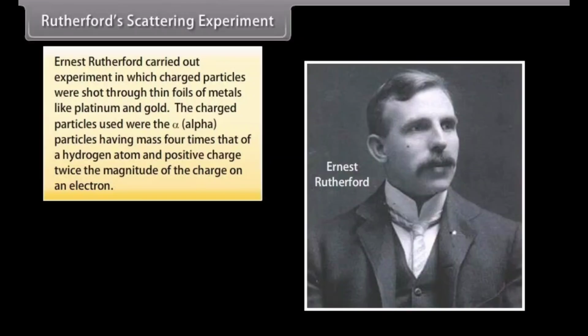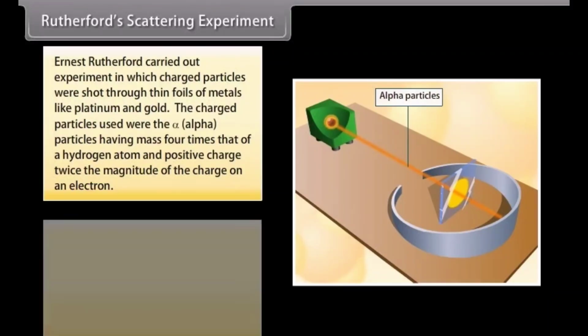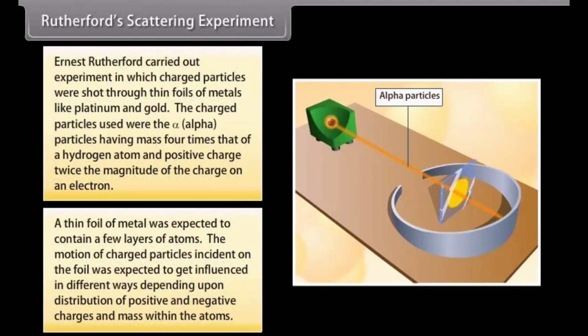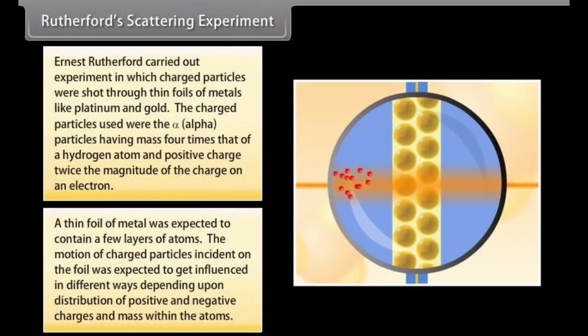Rutherford scattering experiment. Ernest Rutherford carried out an experiment in which charged particles were shot through thin foils of metals like platinum and gold. The charged particles used were alpha particles having mass 4 times that of a hydrogen atom and positive charge twice the magnitude of the charge of an electron. A thin foil of metal was expected to contain a few layers of atoms. The motion of charged particles incident on the foil was expected to get influenced in different ways depending upon the distribution of positive and negative charges and mass within the atoms.